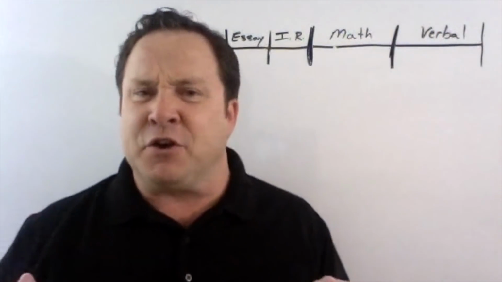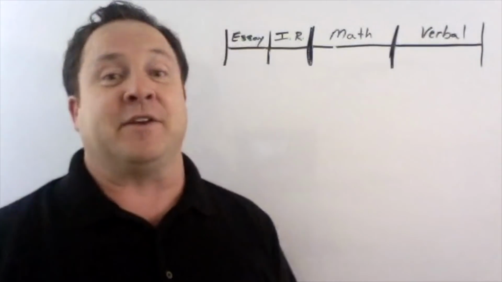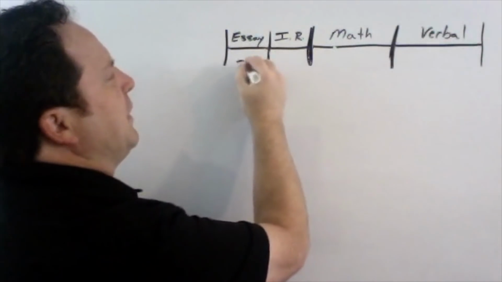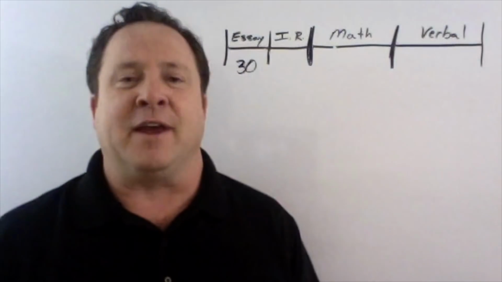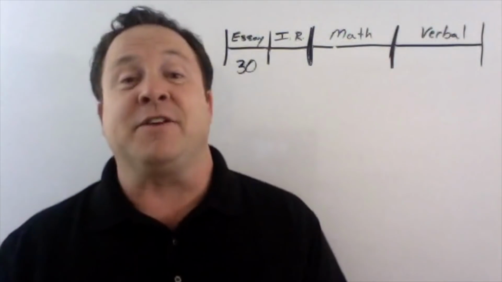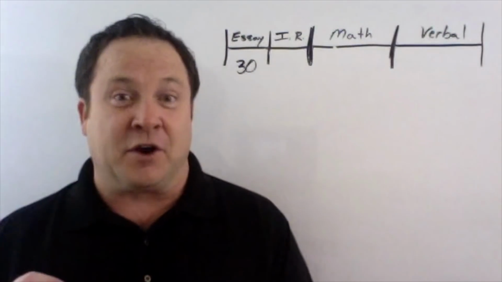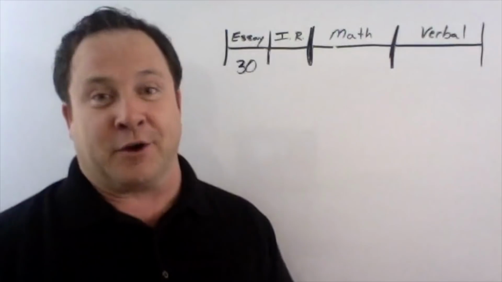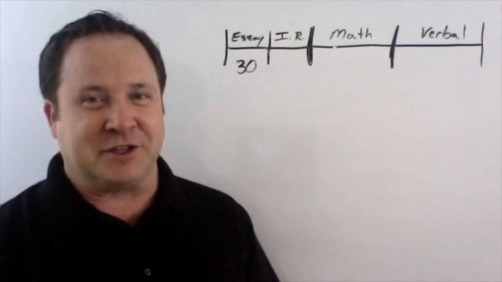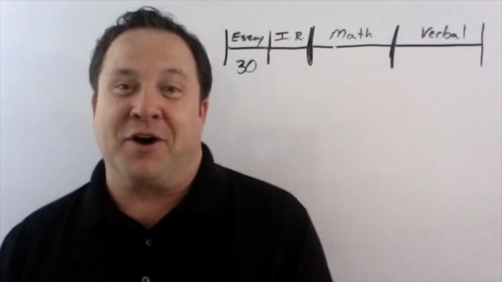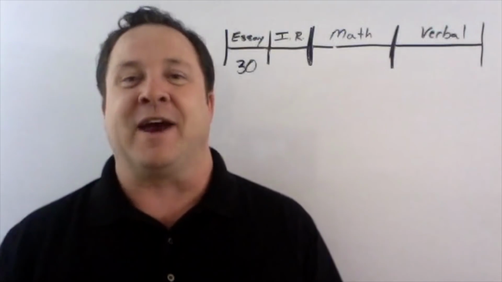So as you go in, the first thing is your essay section. You get 30 minutes on your essay, and your essay is an analysis of an argument. In other words, someone else has an argument, you evaluate how well they argue, and the fact that it's on the GMAT means it's a very poor argument, and there's lots of holes that you can attack.